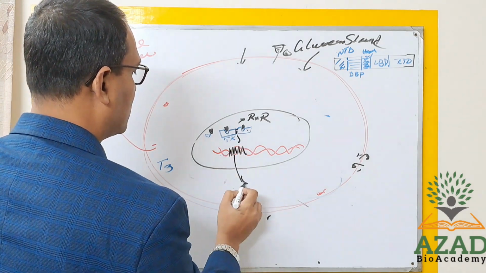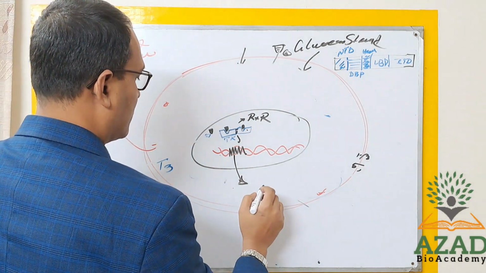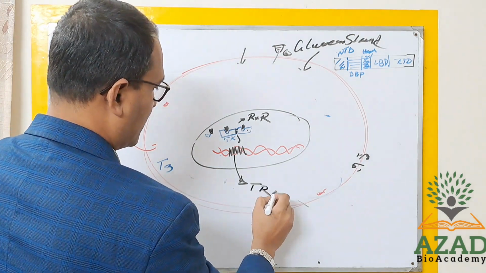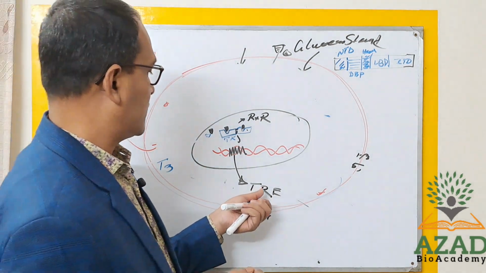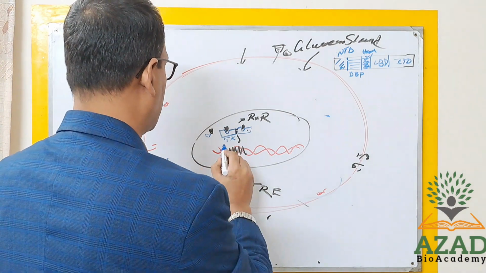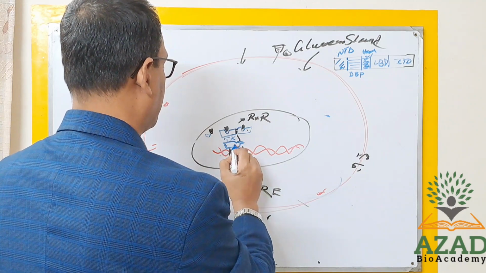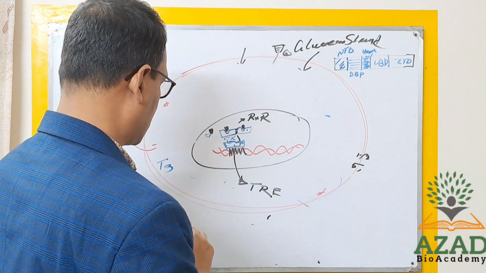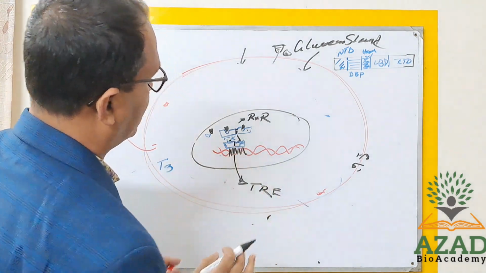That sequence name will be changed according to the triiodothyronine. That was GRE, now it will be TRE, the triiodothyronine response element, and it will attach. You can attach this receptor dimer here like that, and it will give its function.